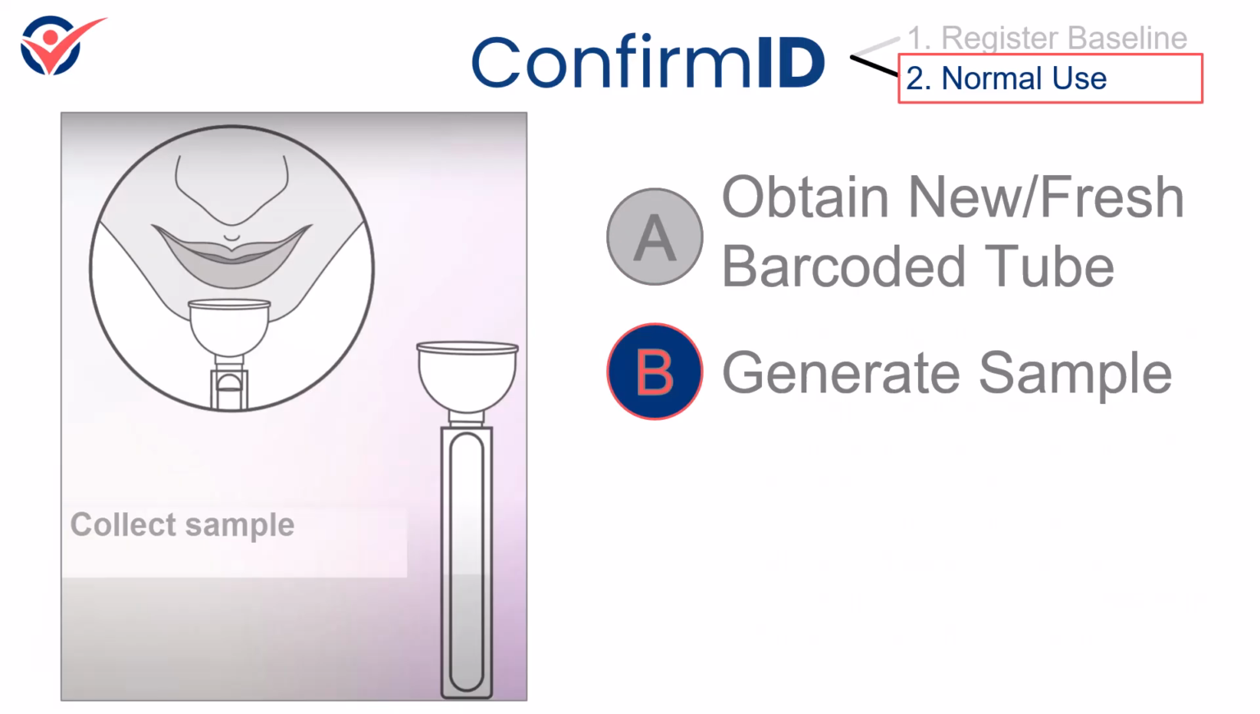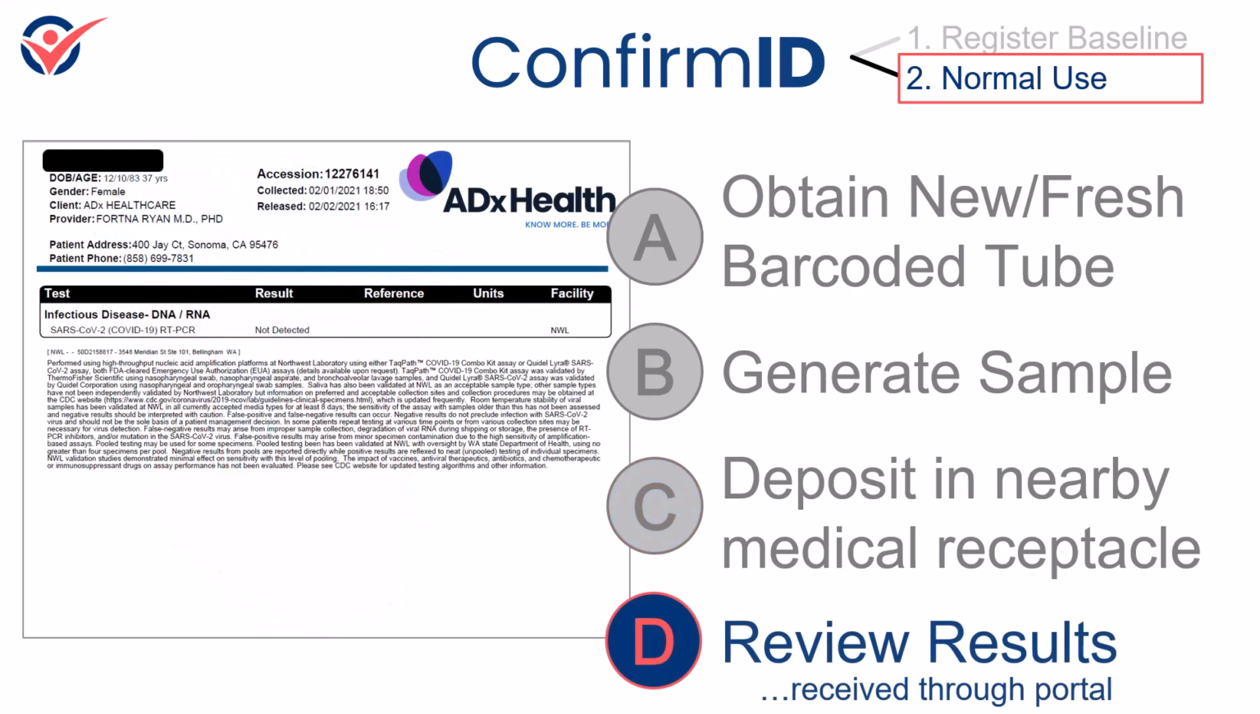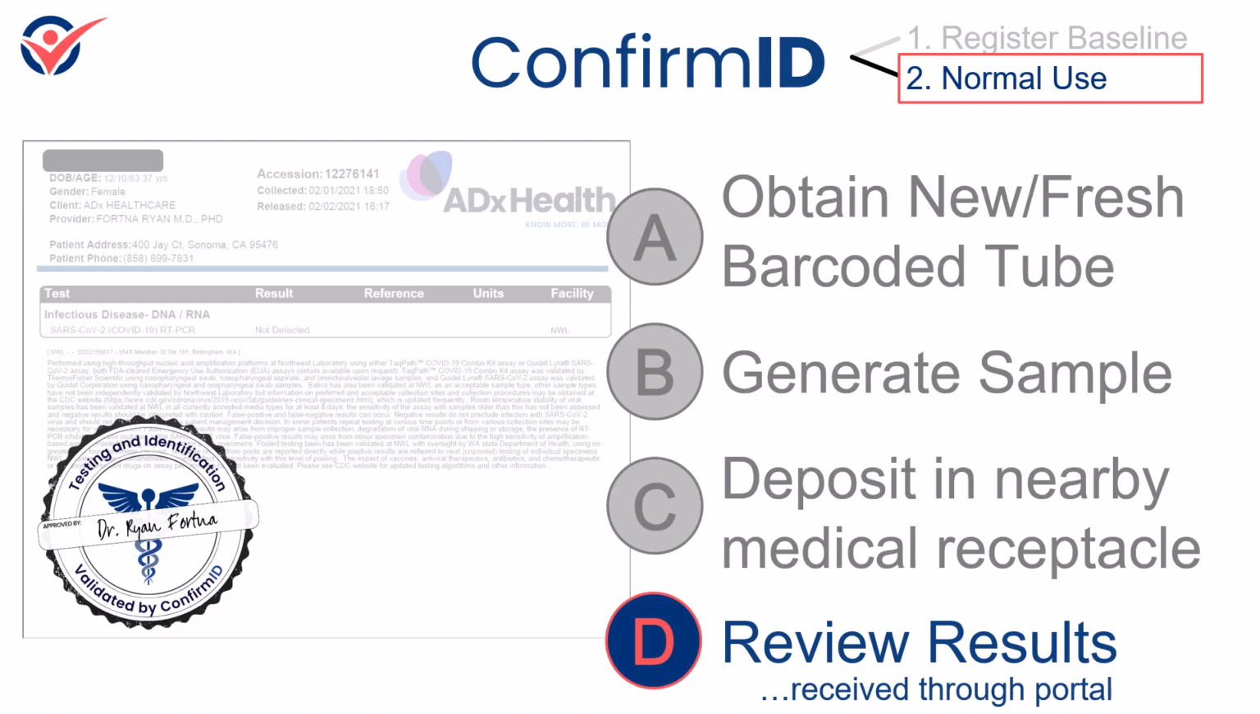The patient again generates the sample and places it in a secure collection receptacle and reviews the results through their patient portal once again. In this case, results will bear a stamp evidencing that these results are validated with ConfirmID.